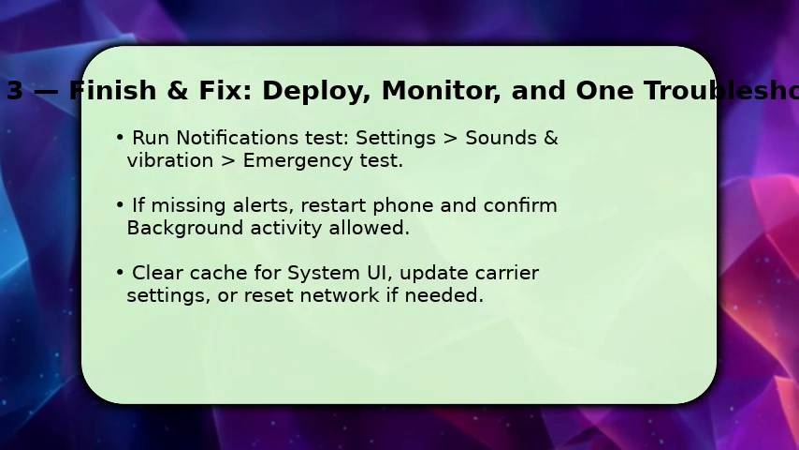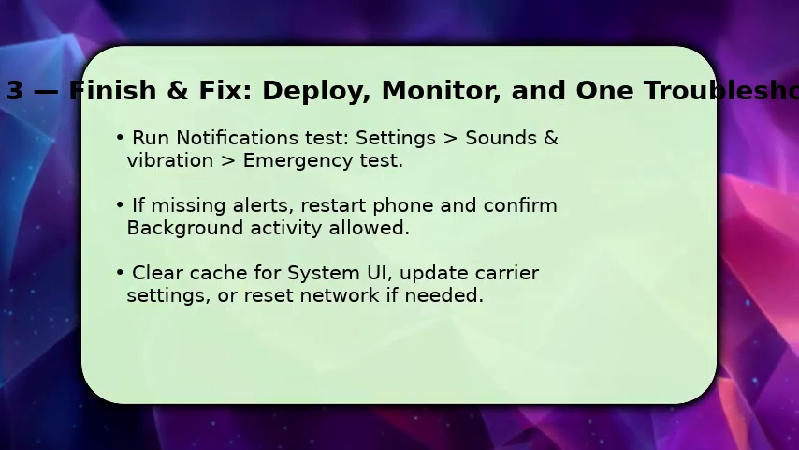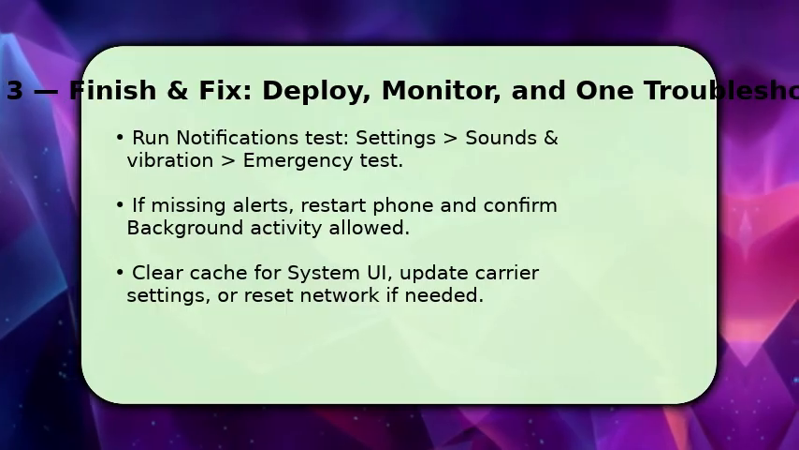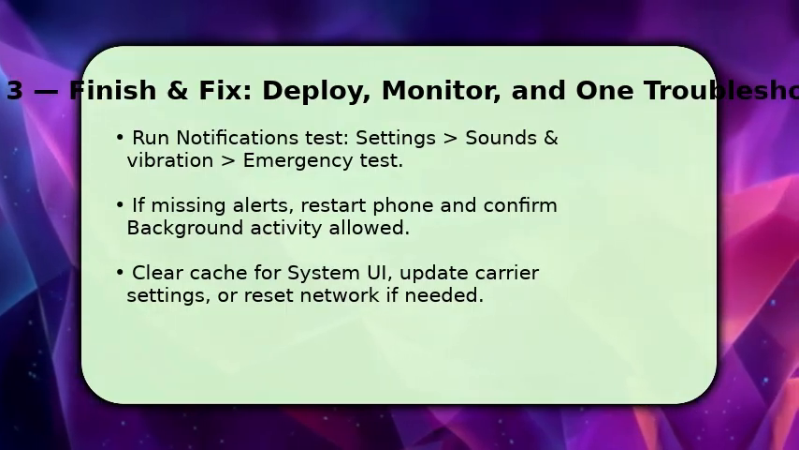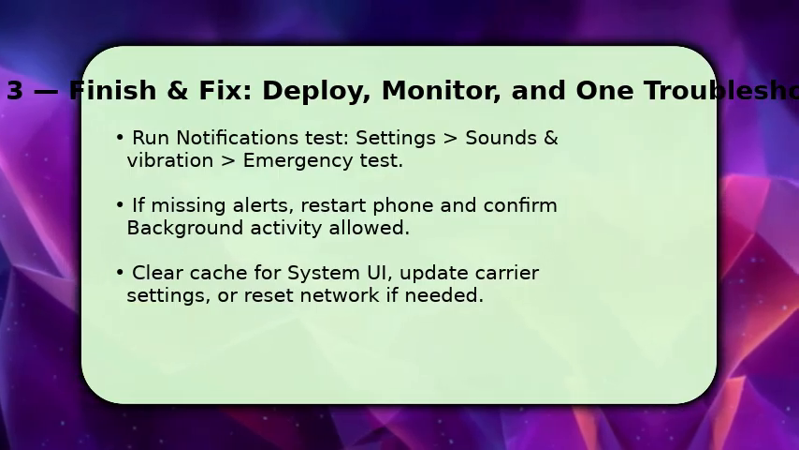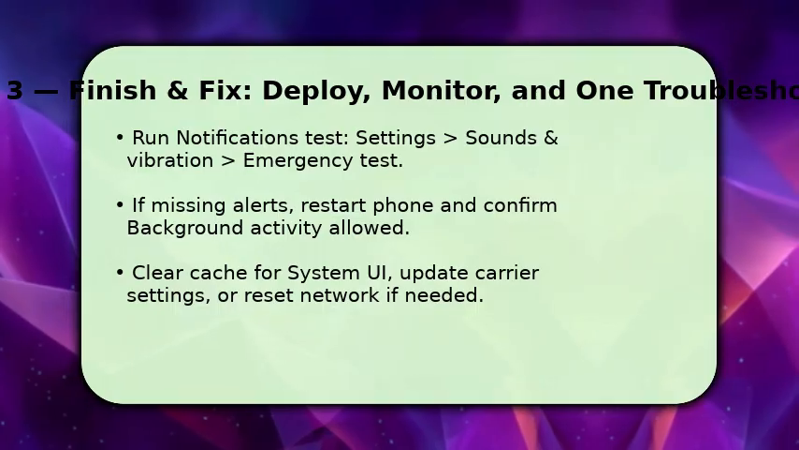Run an emergency notification test so you hear and see how alerts appear. If the test fails, restart the phone and confirm background activity is allowed for system services, since restrictions can block delivery. If problems persist, clear the system UI cache, update carrier settings, and verify the SIM is active.